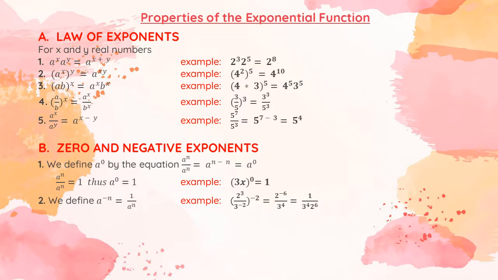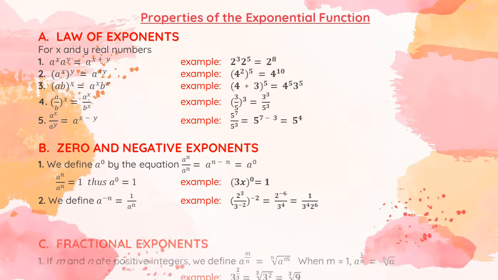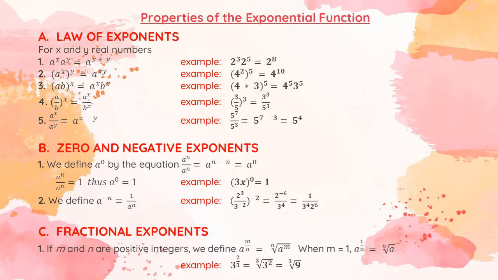Kaya po ngayon, yung ating numerator na 1 over 3 raised to 4, 2 raised to 6, yan po yung answer natin dito sa 0 and negative exponent. So letter C, fractional exponent. If m and n are positive integers, we define a raised to m over n is equal to n square root of a raised to m.